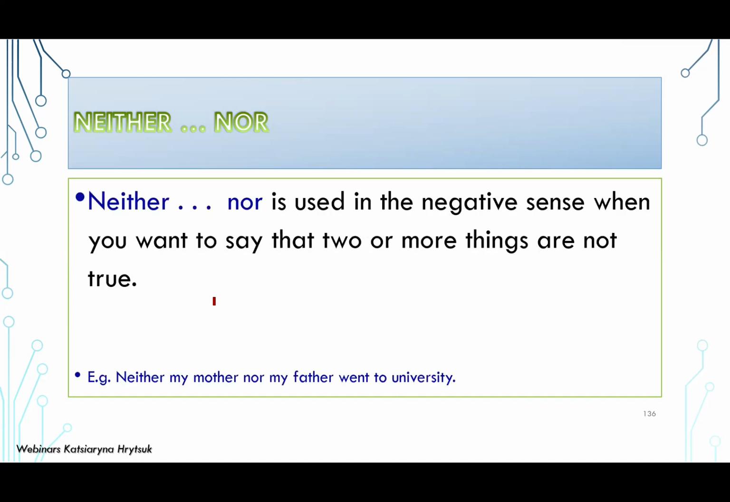Neither... nor can be used in a negative sentence when you want to say that two or more things are not true. So you disagree with them. Neither my mother nor my father went to university. Of course, you could choose a simpler way to say my father and mother didn't go to university. That is the easiest way, but the correct and more beautiful way is neither my father nor my mother, or the other order, it doesn't matter.